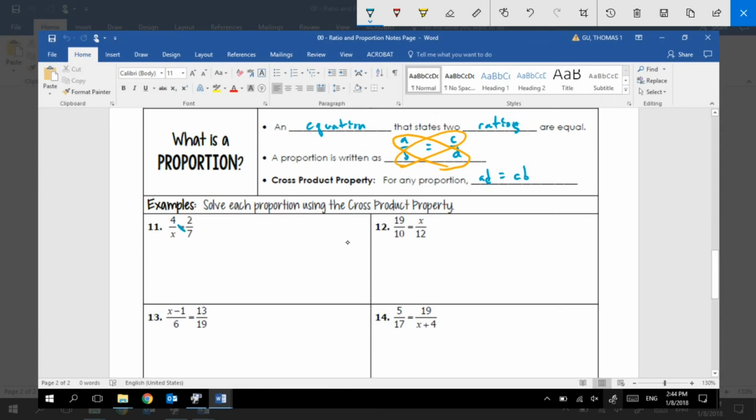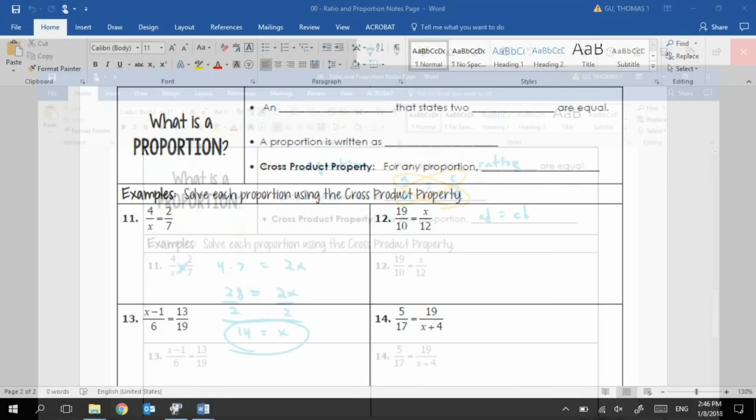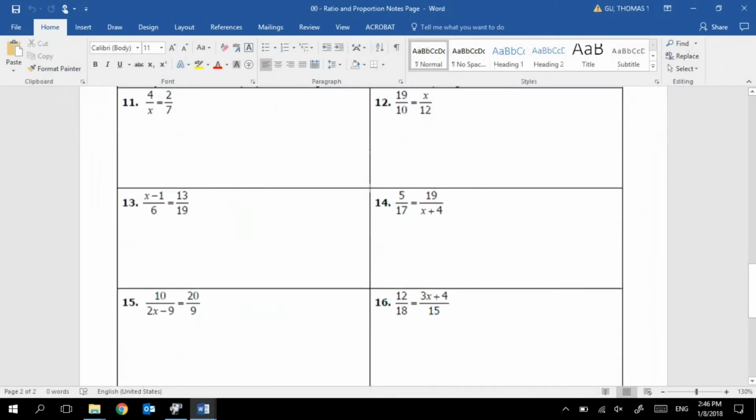So 4 times 7 is equal to 2 times x, which is 2x. So 4 times 7 is 28 equals 2x. What is x? Divide by 2, divide by 2. X is 14. Yes. Number 13 now. So this is the same idea. Let me just scroll it down a little bit. Look at these, there's more problems.